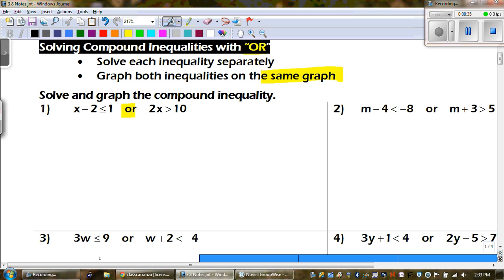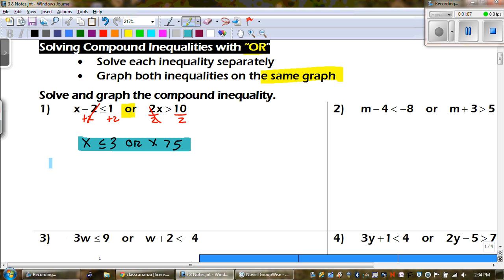We already see the word OR, so that just tells me, hey, these are two separate ones. Okay, so to solve for x, we need to add 2 to both sides, and then we get x is greater than or equal to 3. On the right side, to solve for x, we need to divide both sides by 2, and we get x is greater than 5.